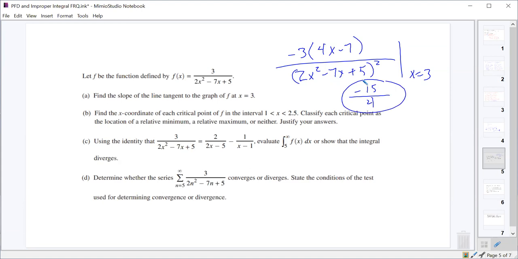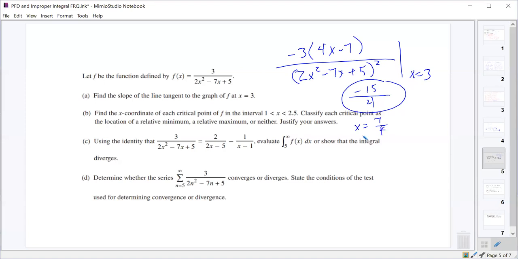Good. Part B. Find each critical point between 1 and 2.5 for f. We've already got the derivative, so we set the derivative equal to 0. We'd also set the denominator equal to 0 to see when it's undefined, but we don't need to worry about that, because any value that makes the denominator of the derivative undefined will also make the denominator of our original function undefined, and you can't have a critical value where your function is not defined. So all we really need to do is set 4x minus 7 equal to 0, which would be x equals 7/4.